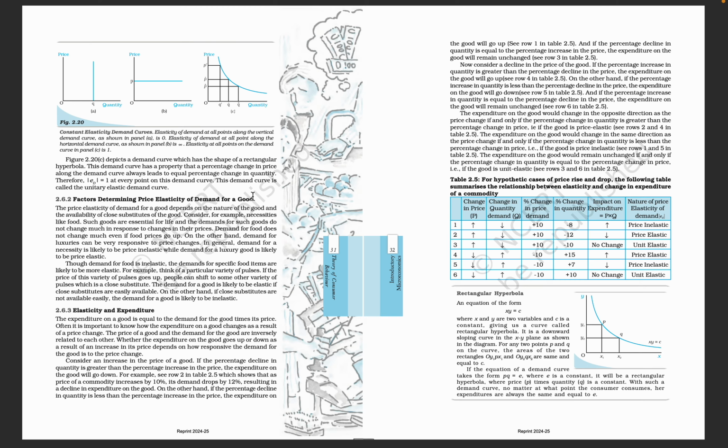Though demand for food is inelastic, the demands for specific food items are likely to be more elastic. For example, think of a particular variety of pulses. If the price of a variety of pulses goes up, people can shift to some other variety of pulses, which is a close substitute. The demand for a good is likely to be elastic if close substitutes are easily available. On the other hand, if close substitutes are not available easily, the demand for a good is likely to be inelastic.